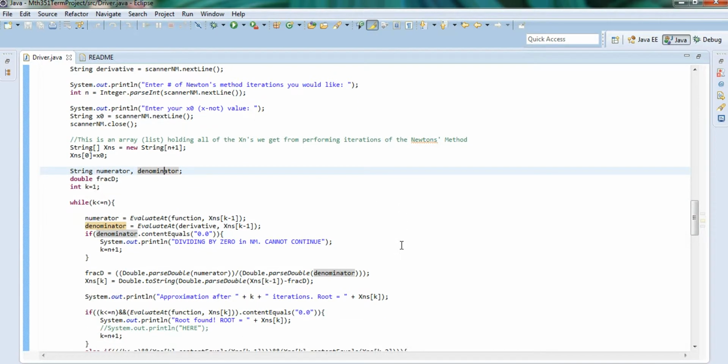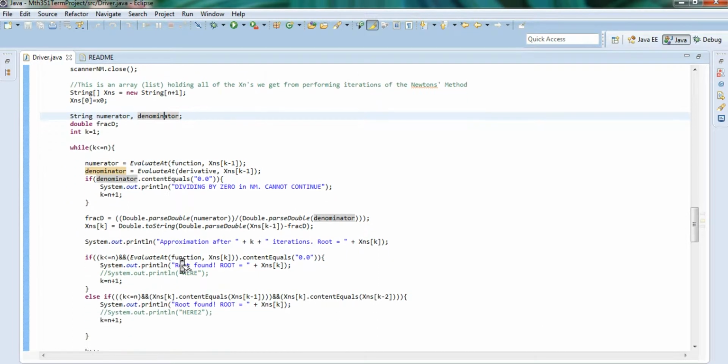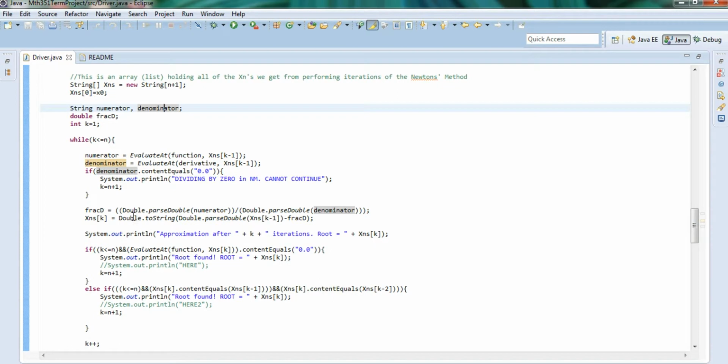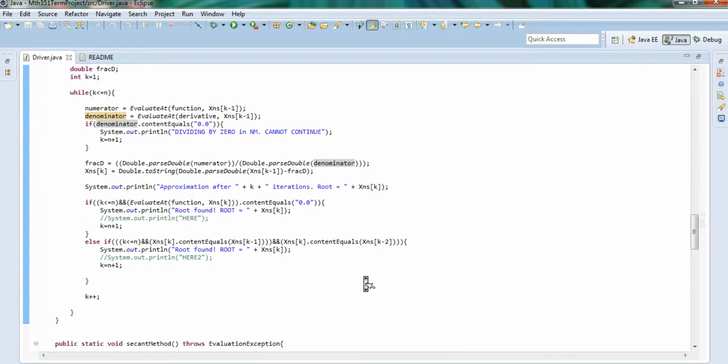Sometimes you end up dividing by 0, because it is very likely that the derivative evaluated at a point could be 0. In that case, we'll print out dividing by 0, and Newton's method cannot continue. And then we bump up k to be greater than n, so we will not continue the loop anymore. Otherwise, all is well, and we continue on with Newton's method.